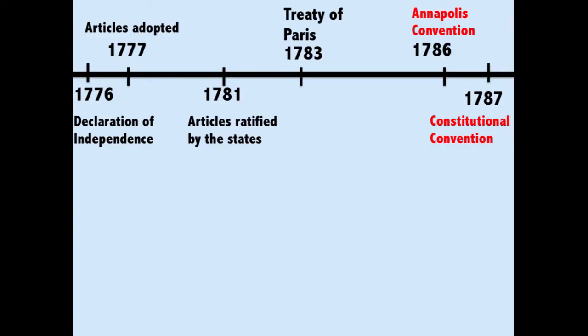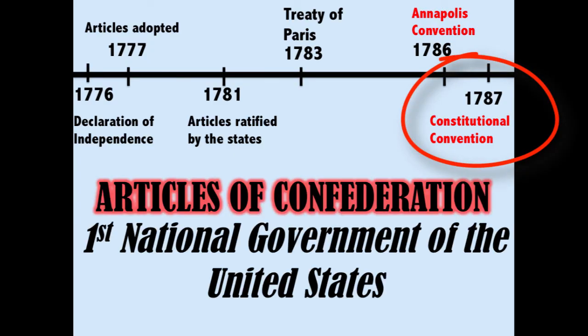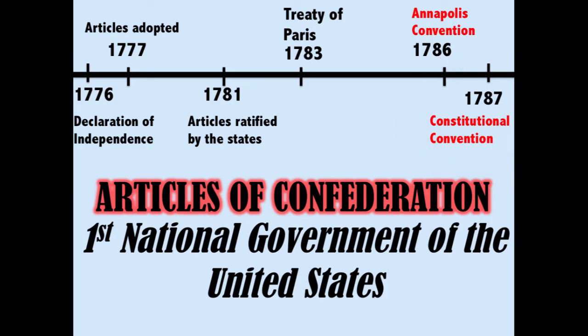And it's crazy how quickly things go down. 1776, we declare independence. The Articles of Confederation is ratified in 1781. We win our independence in 1783 with the Treaty of Paris. But in 1786, at the Annapolis Convention, they are actually calling for another meeting, which will become the Constitutional Convention. And in less than a decade, our first national government, the Articles of Confederation, will be replaced at the Constitutional Convention.